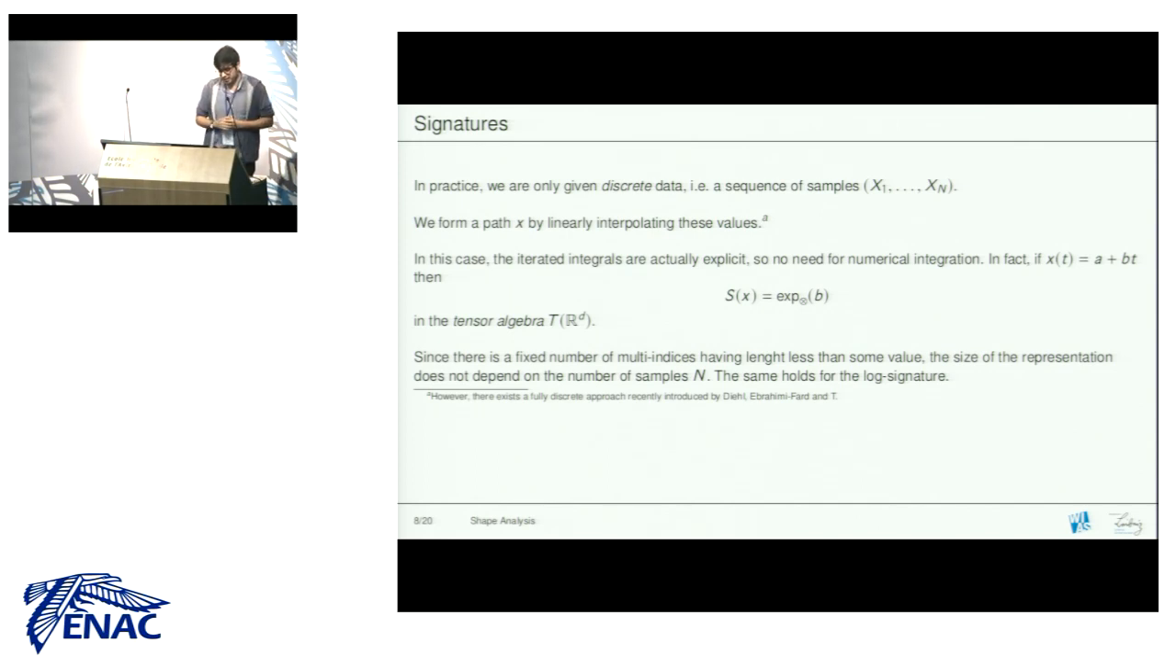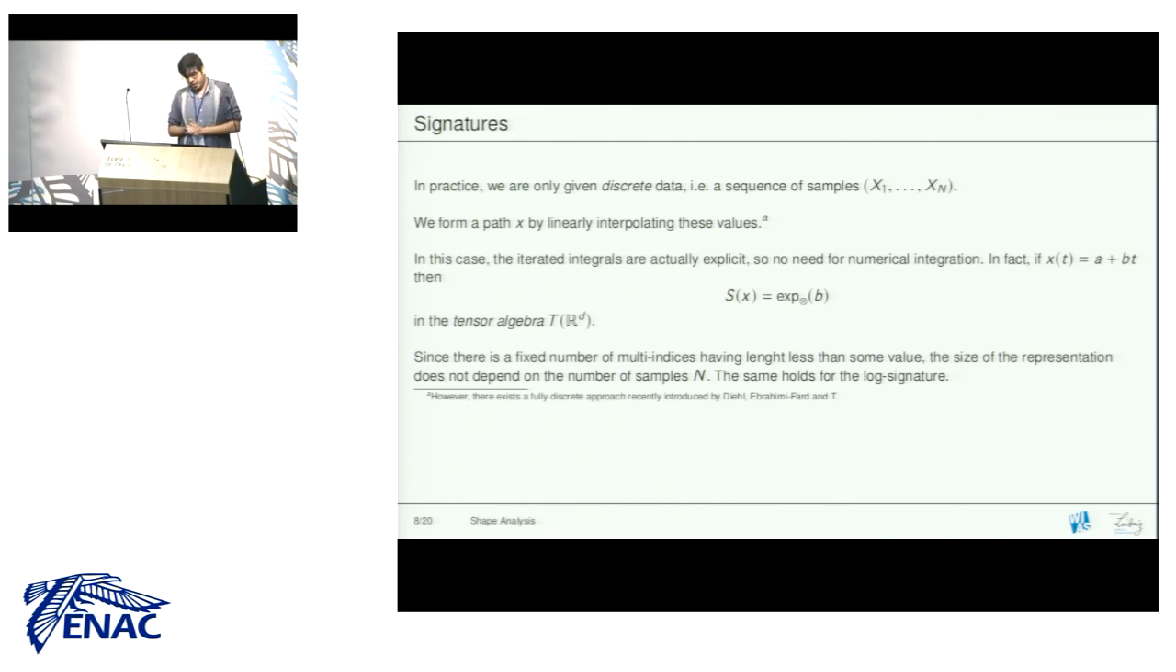The nice thing is that in this case, these iterated integrals appearing in the definition of the signature are actually explicit to compute. You can compute them by hand, so you don't really need any numerical integration methods, because if you want to know the component associated to some multi-index, there's an explicit formula, and it's just a polynomial in the components of your path. Moreover, in the simple case where your path is just a straight line, S of X is actually an exponential of some sort. And this object is living in the tensor algebra over R^d, if you know what that means.